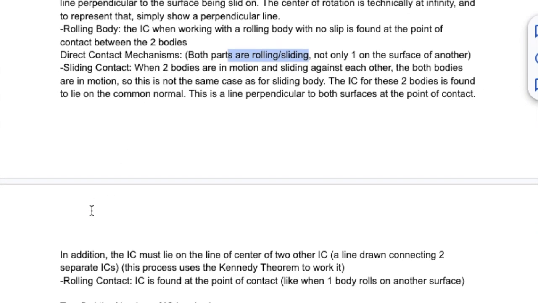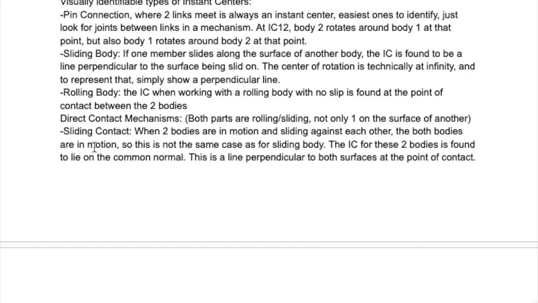So let's just quickly say the rolling contact, you know it. It's found at the point of contact. This is simple. The sliding contact, this one's the one you're going to have to think about just a little bit more.